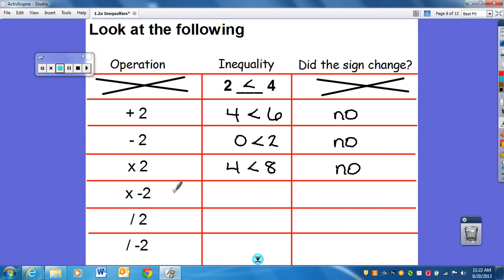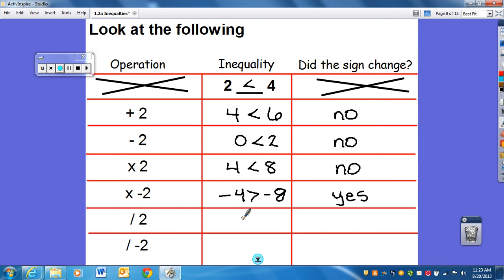But what happens if I multiply by a negative 2? So back again to my original inequality, 2 times negative 2 is negative 4. And 4 times negative 2 is negative 8. Now we know that negative 4 is greater than negative 8. So if I multiply both sides of my inequality by a negative number, my inequality flips or reverses.